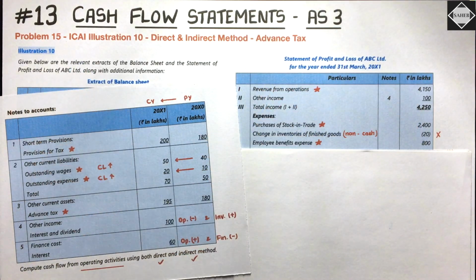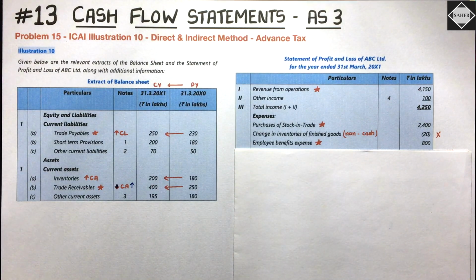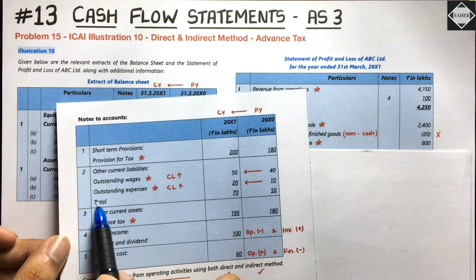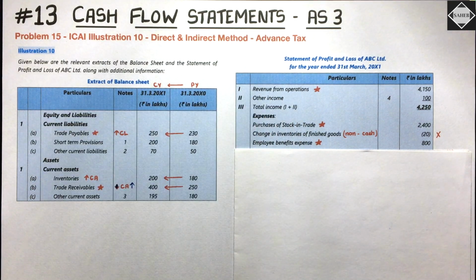That much we'll take in the direct method, and then in the indirect method, what are we going to do? We are not going to do anything about this because it's an operating item. We are just going to do working capital changes for outstanding wages. Is it clear? Okay, fine.